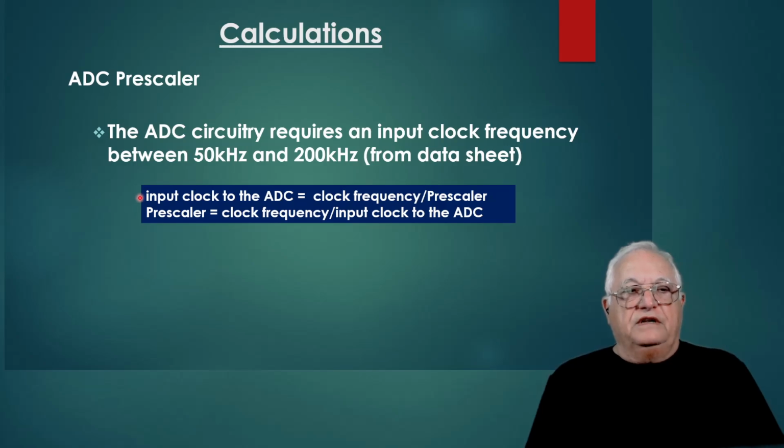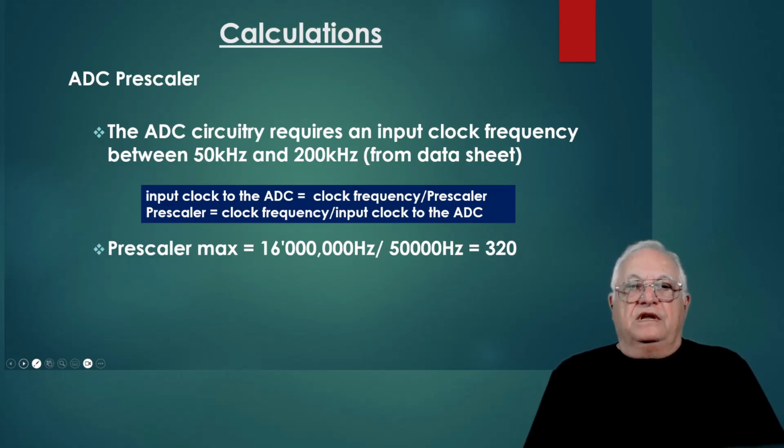So we have a formula which says that the input clock to the ADC is equal to the microcontroller clock frequency divided by the prescaler. Now, what we need to input into the register is the prescaler. So the prescaler is going to be equal to the clock frequency divided by the input clock to the ADC.